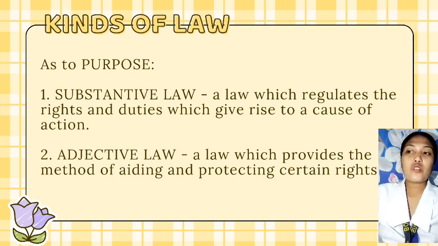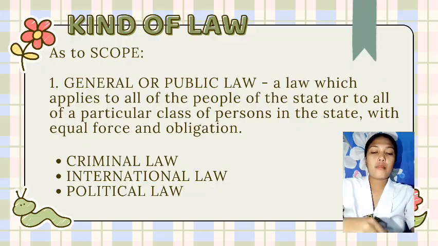The second one is the adjective law. It is a law which provides the method of aiding and protecting certain rights. It is the portion of the body of law prescribing the manner or procedure by which rights may be enforced or violators may be redressed. In the next slide, we have the kinds of law as to scope.